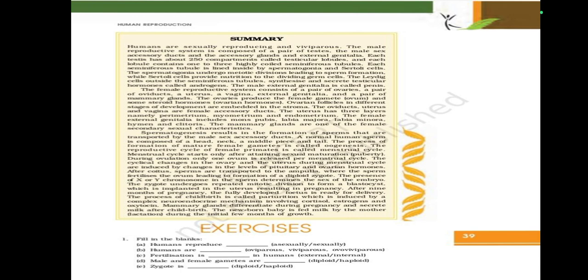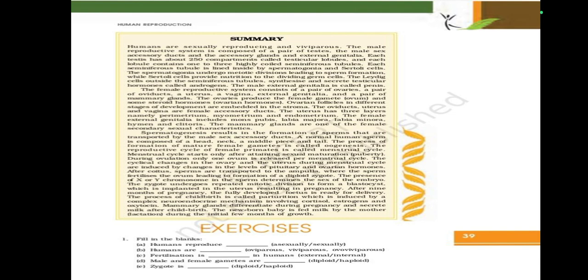The Leydig cells outside the seminiferous tubules synthesize and secrete testicular hormones called androgens. The male external genitalia is called the penis. The female reproductive system consists of a pair of ovaries, a pair of oviducts, uterus, vagina, external genitalia, and a pair of mammary glands. The ovaries produce the female gamete, ovum, and some steroid hormones.